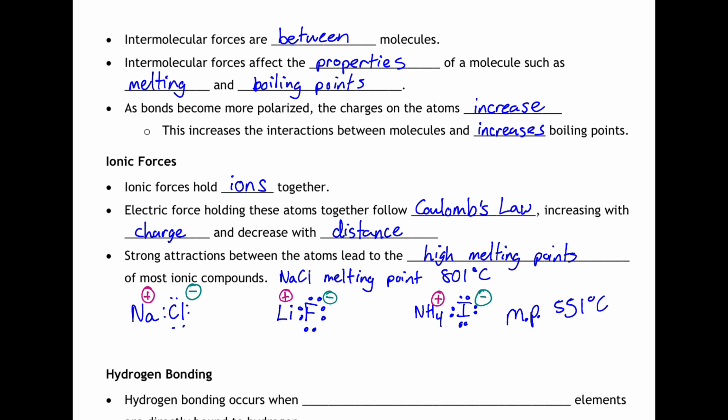What is the lithium fluoride? Yeah, 848. So these two are really, really tightly held because they're very small. This one, because it adds some space, is a little less. So the less tightly held, the lower the melting points. That's the main goal there.